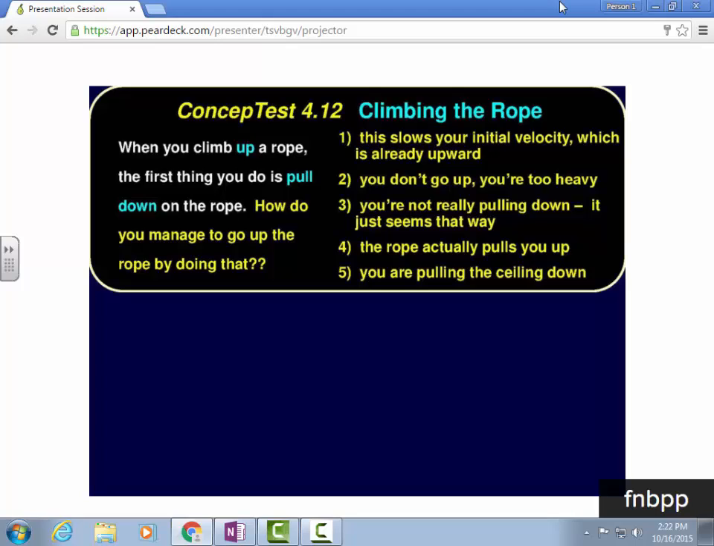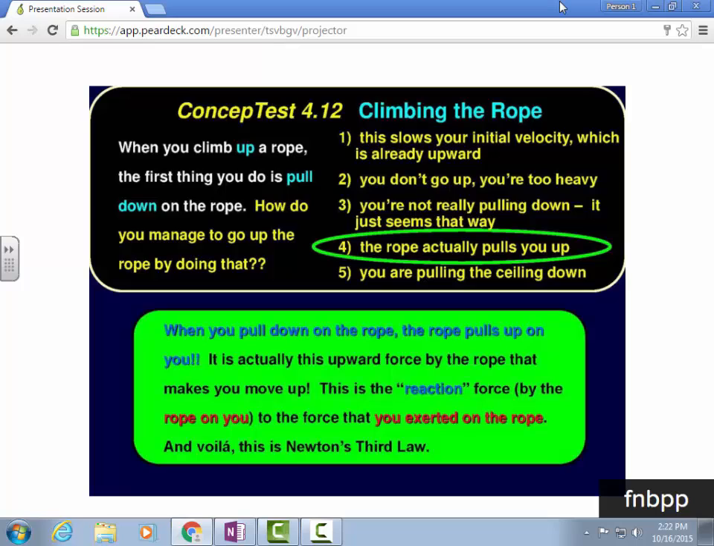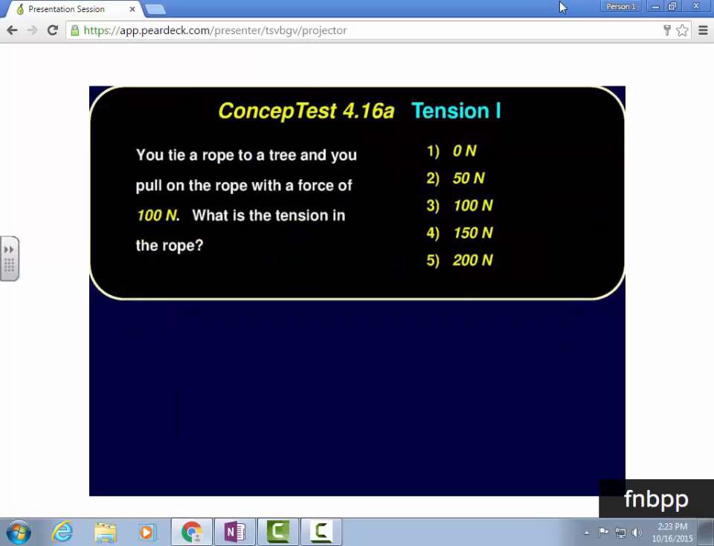All right. 5, 4, 3, 2, time. The answer is 4, which is correct. The rope actually pulls you up. Makes sense. When you push down, you're pushing down on what body? The rope. Therefore, the rope exerts an equal and opposite force on you. So that's pretty easy.